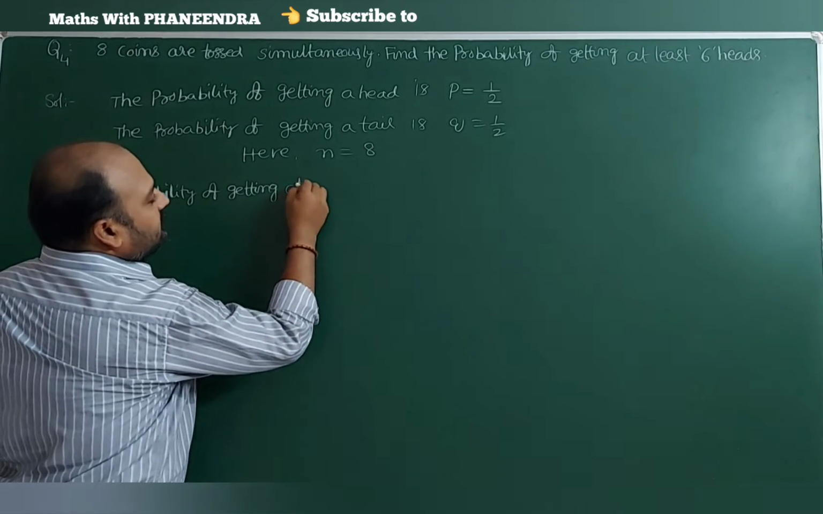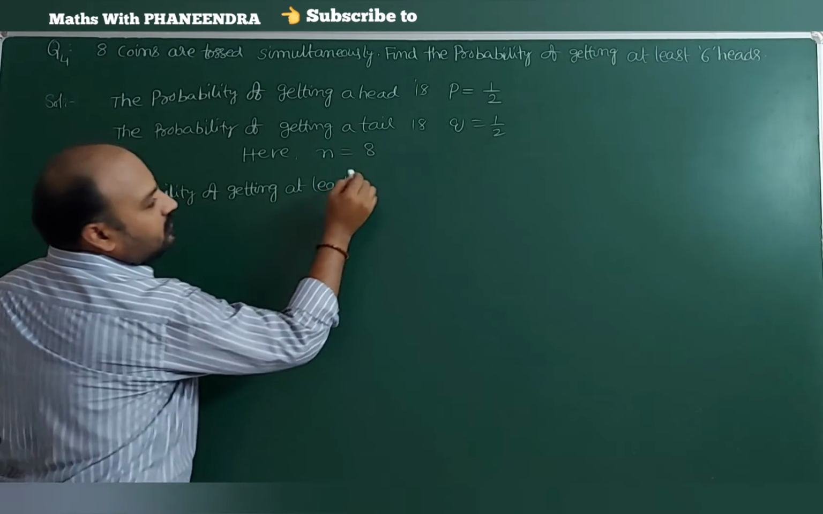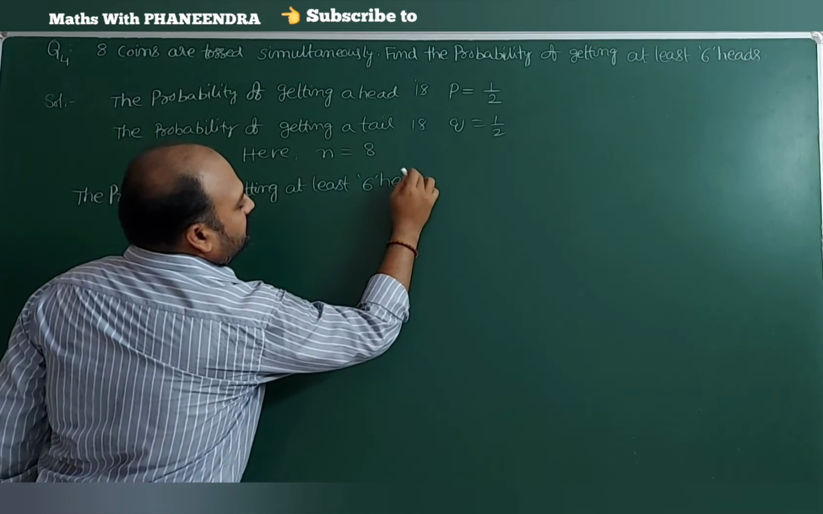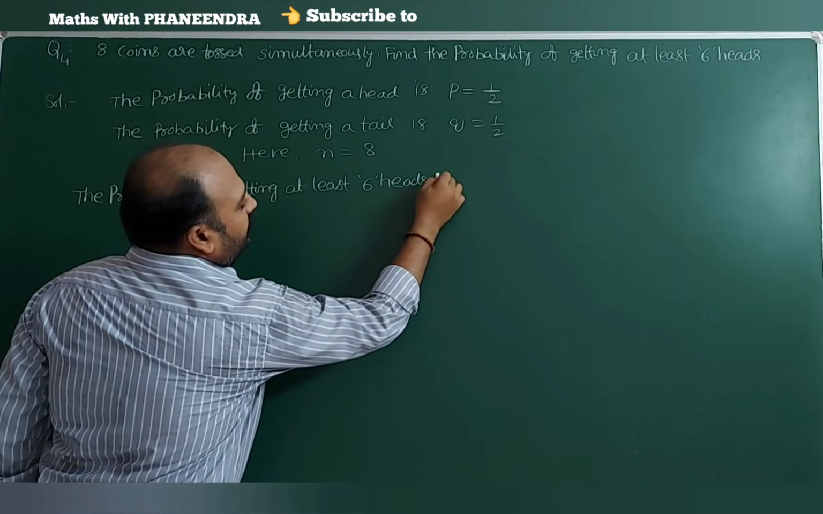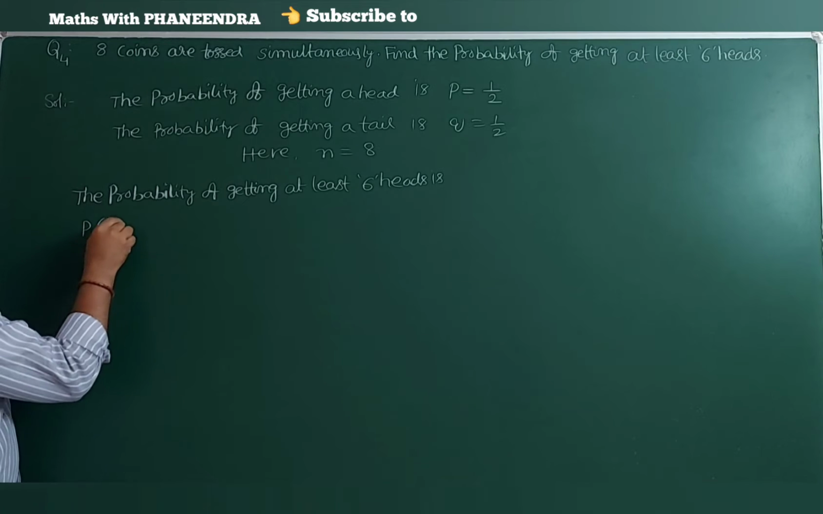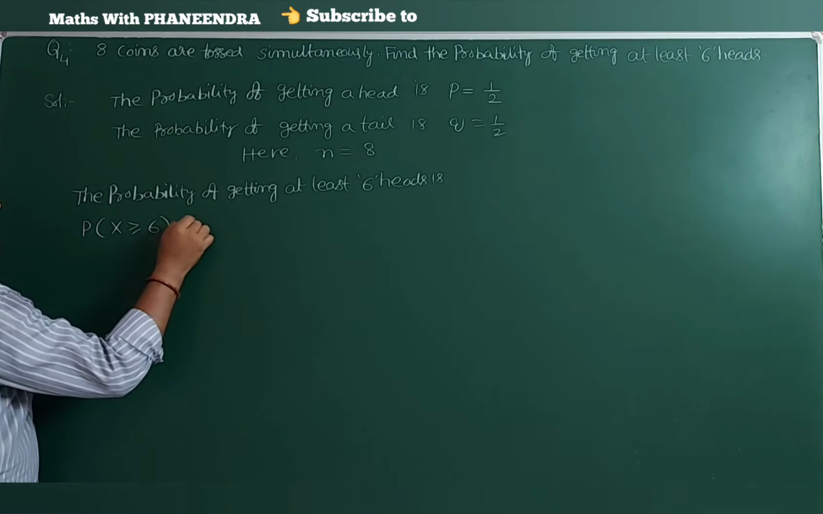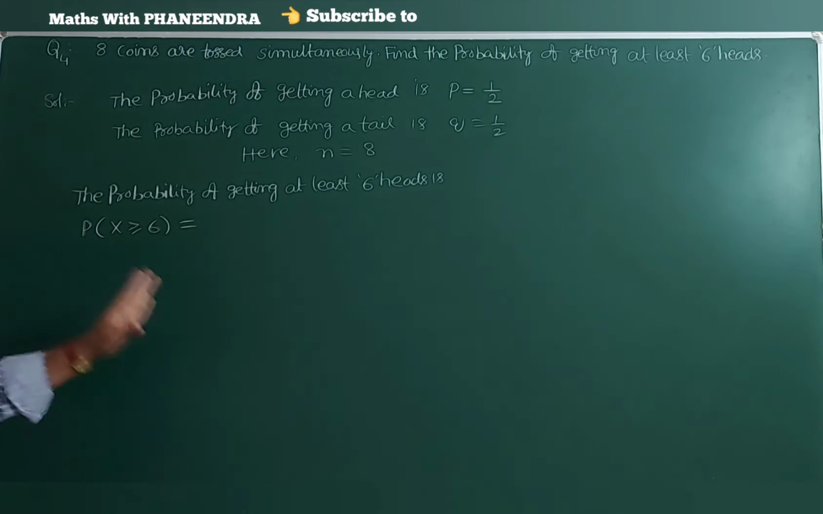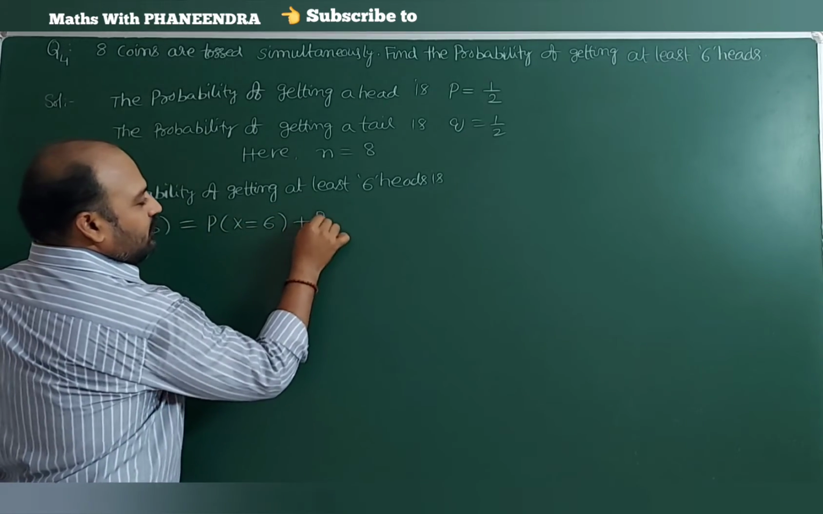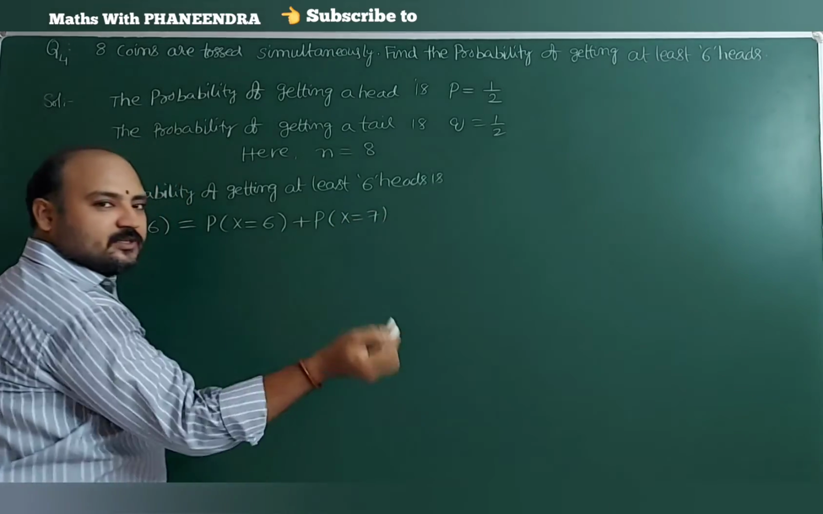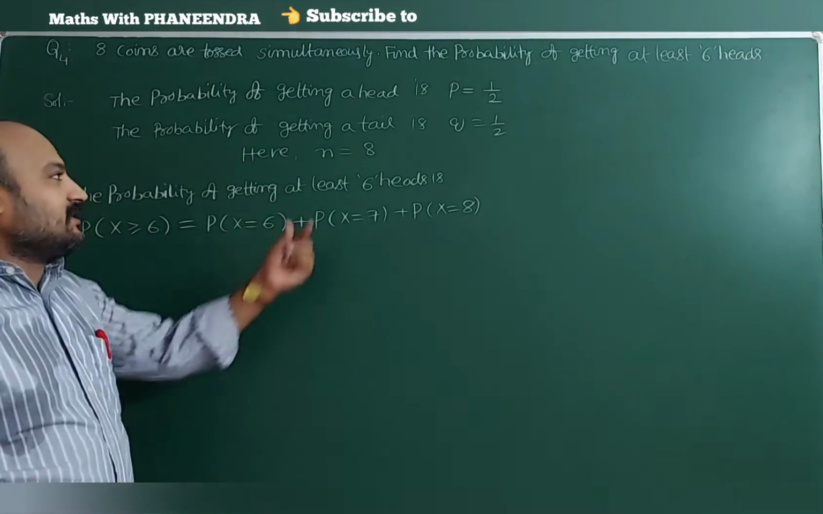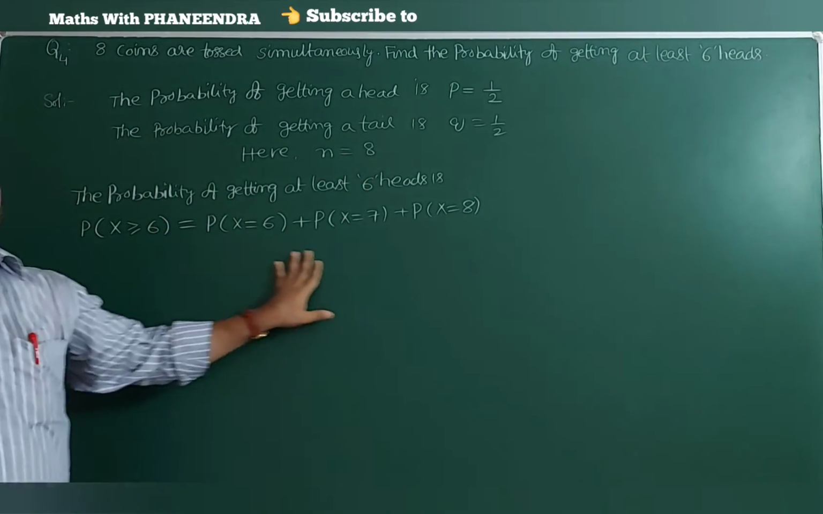at least 6 heads is P of x is greater than or equal to 6. Greater than or equal to 6 means P of x is equal to 6, plus P of x is equal to 7, plus P of x is equal to 8. Maximum 8 is there, that is the reason we are writing this.